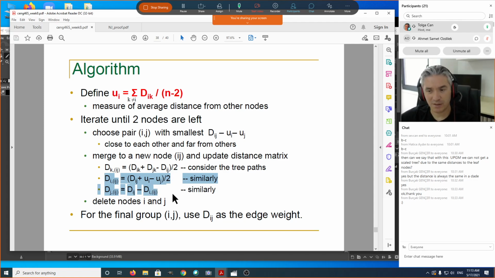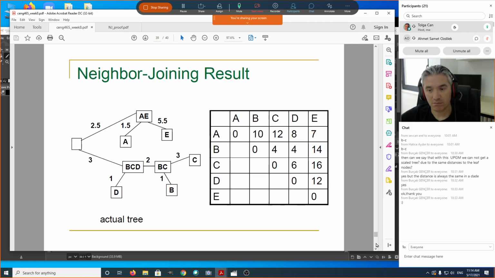In the remaining 15 minutes, I'm going to do the first iteration of the neighbor joining algorithm to see how it proceeds. The remaining iterations are similar. We do the same thing. N is going to be changing, but we are going to compute Ui for all the objects in our current matrix from scratch. This is used to update the matrix. This is used to set the edge weights on the tree. And this is just for updating the matrix. All right, let's see how it's going to work. The final neighbor joining result is going to give us the actual tree.